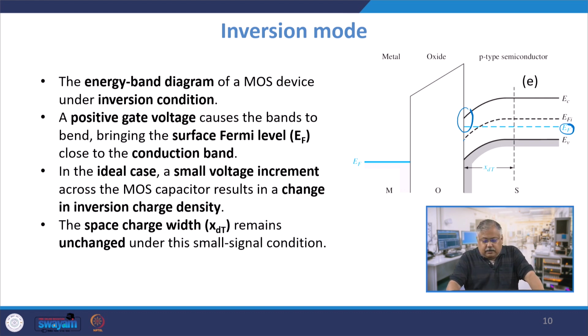Now, the space charge width XDT remains unchanged. So, there is a depletion width, and within the depletion width you have an inversion layer being formed. Under small signal analysis, the value of your depletion width remains almost the same for all practical purposes. Now, therefore, a small incremental change in the metal potential in the positive sense will give a small change in the inversion layer charge.